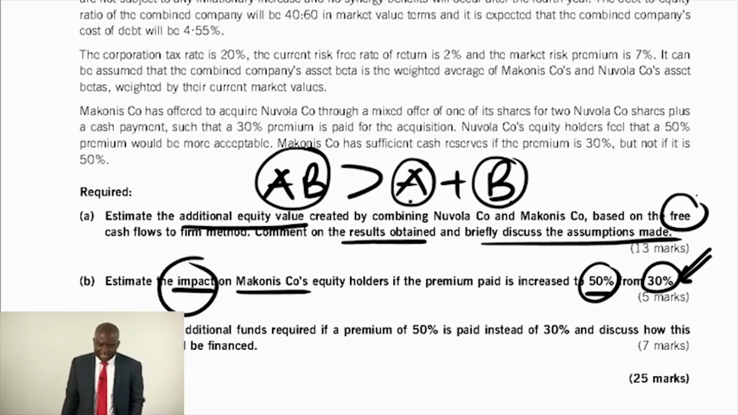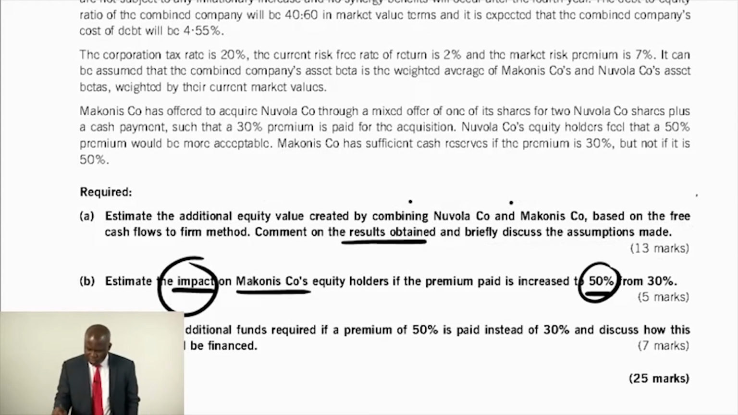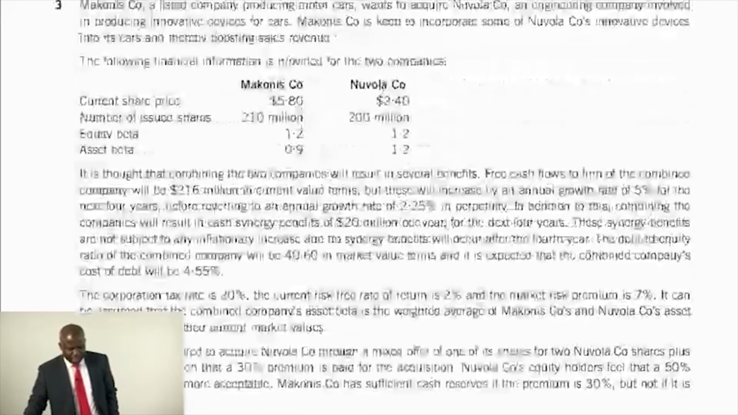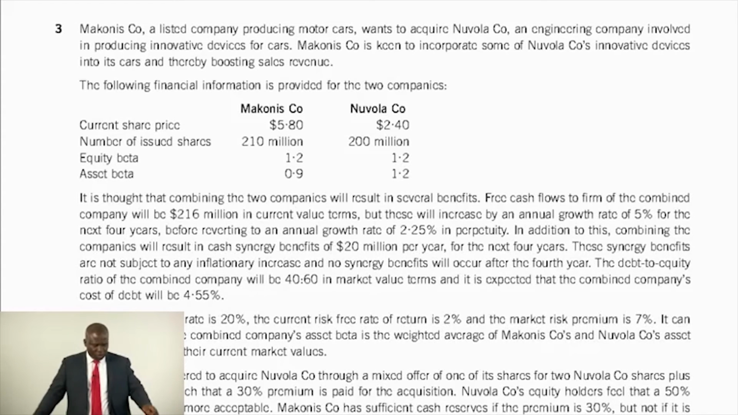The last one is to estimate the additional funds required if a premium of 50% is paid instead of 30%, and discuss how this premium could be financed. 7 marks, all making the 25 marks. So let's read the scenario and then we come out with all the necessary points we need to answer the requirement. So please don't read it like a storybook. As I normally tell you, you would have to indicate what you need for the purpose of the requirement.